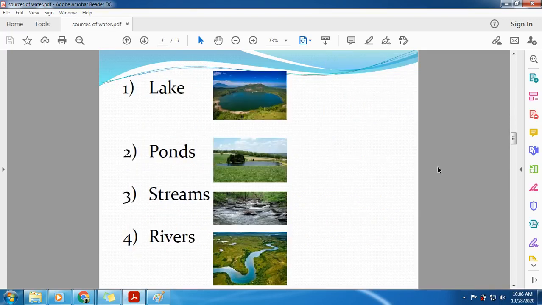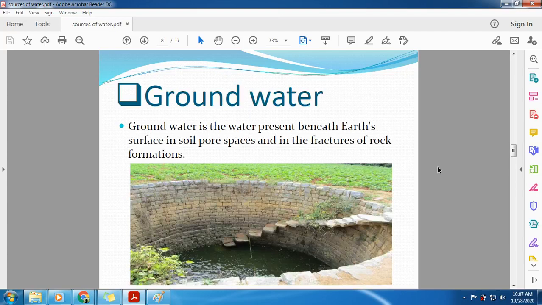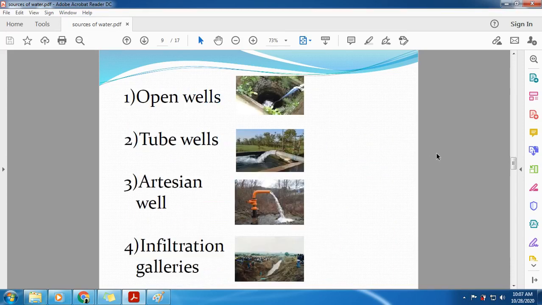Next, a picture of groundwater, coming from fractures in rock. We're talking about sources of water, so these are examples: infiltration galleries, which are like springs, tube wells, then open wells. These are all wells.